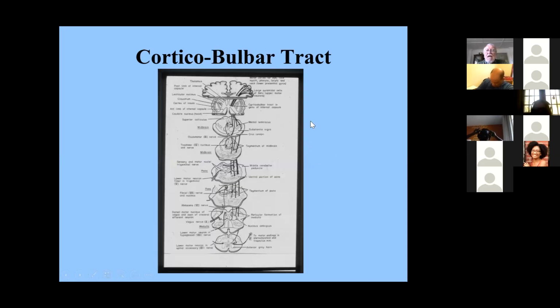So now, in addition to the corticospinal tract coming out of the precentral gyrus, the corticobulbar tract also comes out of the precentral gyrus, and they again go through the posterior limb, the anterior limb of the internal capsule. They then start to synapse all the way along.